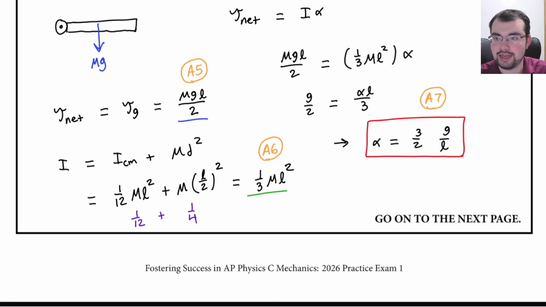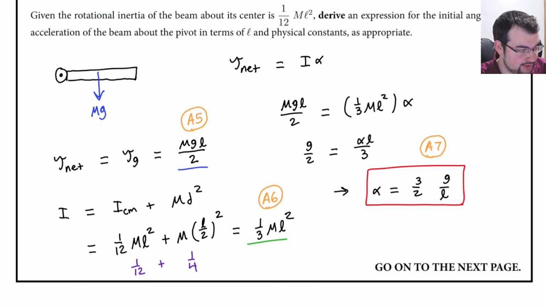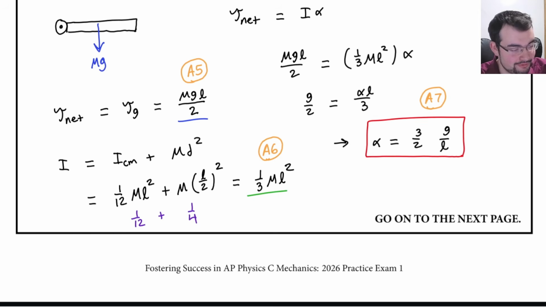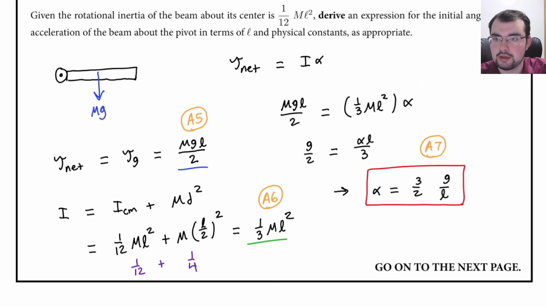Not consistent, it had to be correct, because we're assessing different things. This was assessing torque, this was assessing parallel axis theorem, and this was assessing Newton's second law. So we needed the correct answer. No partial credit. It would be hard to get A7 without 5 and 6.